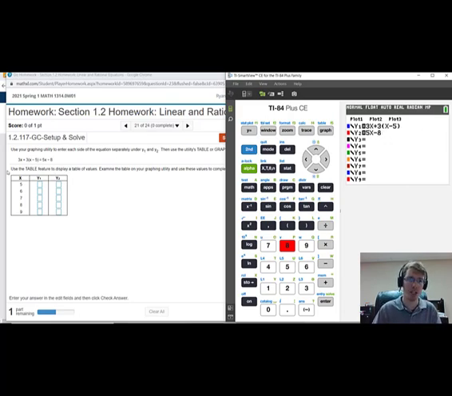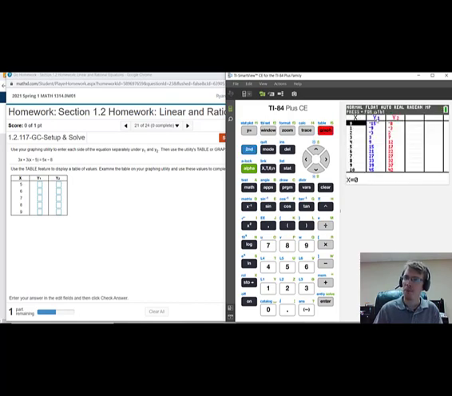Next, I'm going to go to my table, because that's what this says: use the table feature. Second button there, and then I hit the graph button to get to table. That's in blue up there. Now I see a bunch of values here, but what I really need is starting when x is equal to 5. So that's down here.